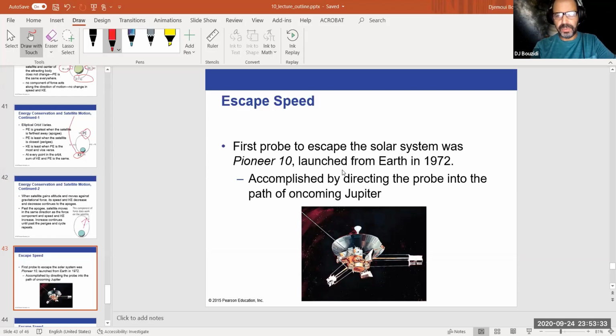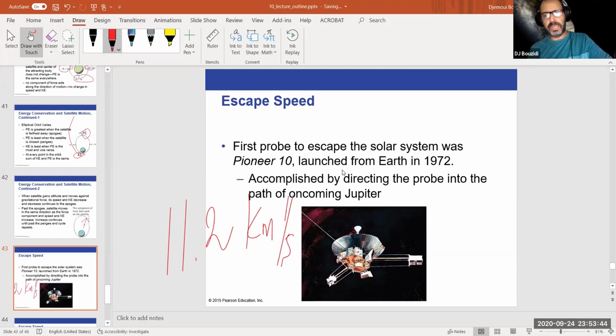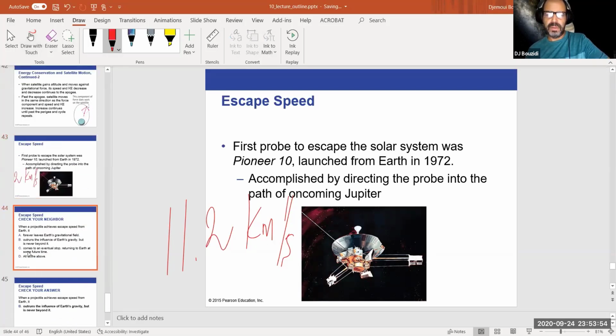this is Pioneer, one of the first satellites to leave Earth. On Earth, it's 11.2 kilometers per second. An object that reaches this speed will leave the pull of the Earth, basically. It will end up with a kinetic energy high enough that the potential energy will be 0 toward infinity. So it's going to go forever, okay?